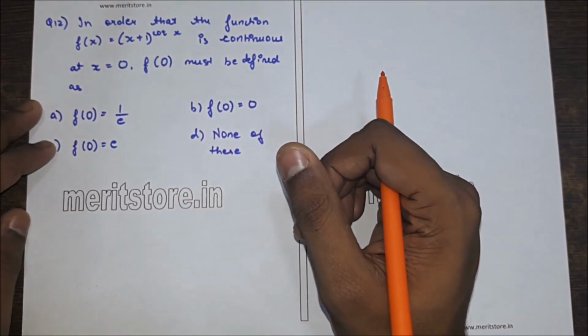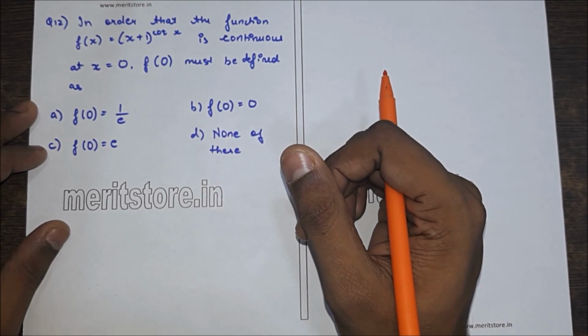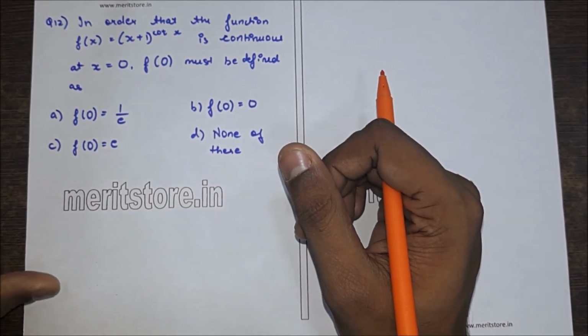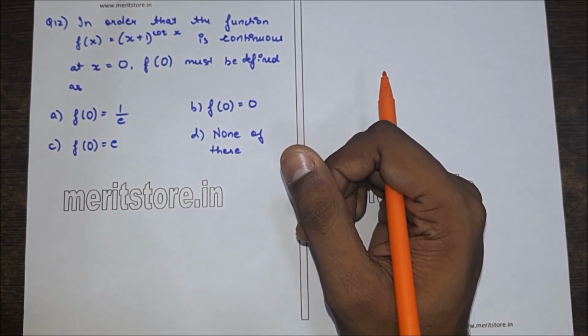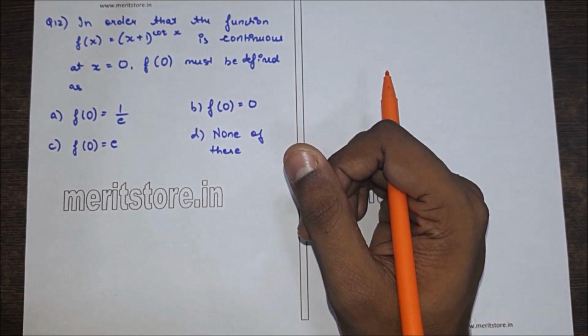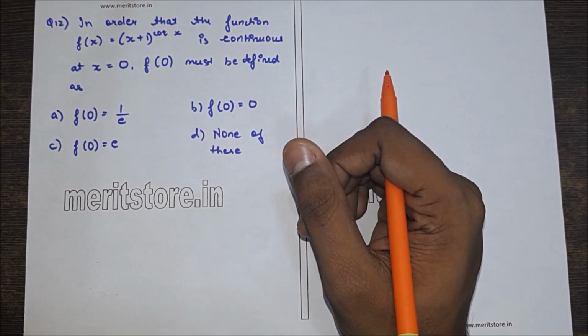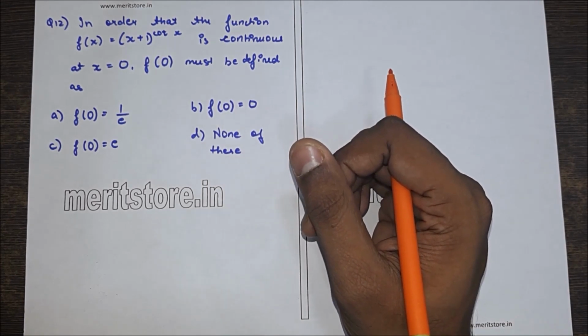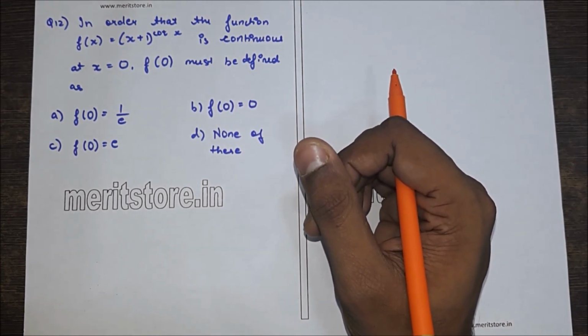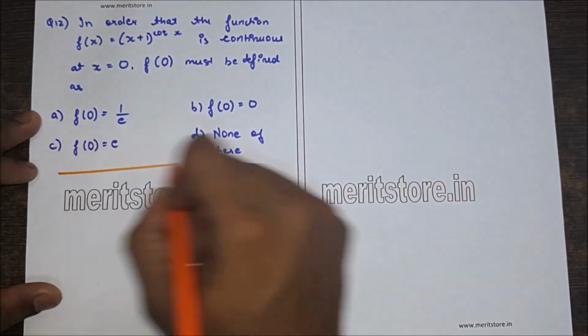In order that the function f of x is equal to x plus 1 raised to cot x is continuous at x is equal to 0, then f of 0 must be defined as: a, f of 0 is equal to 1 by 3; b, f of 0 is equal to 0; c, f of 0 is equal to e; or d, none of these.